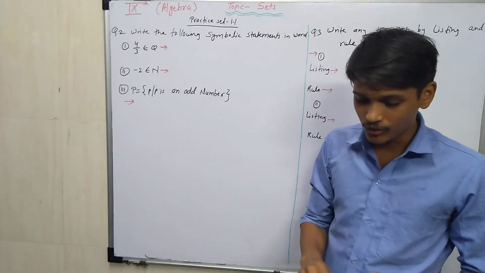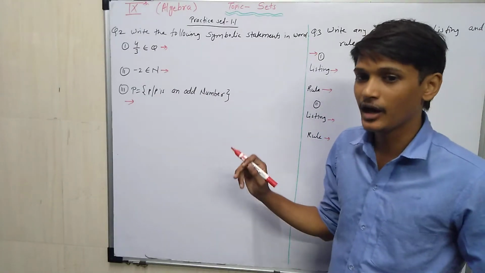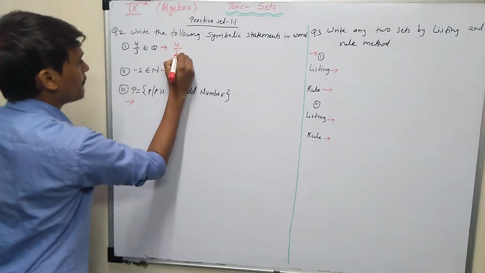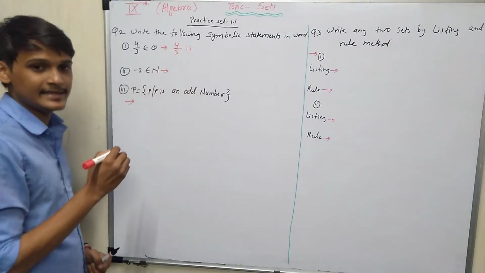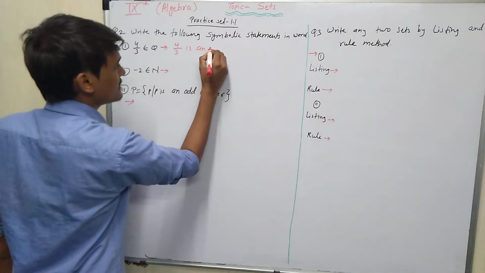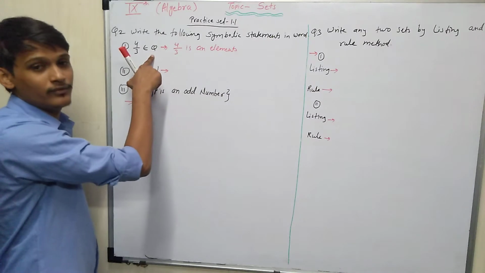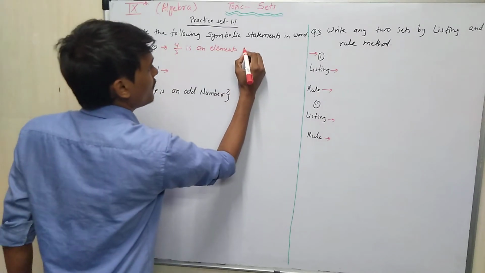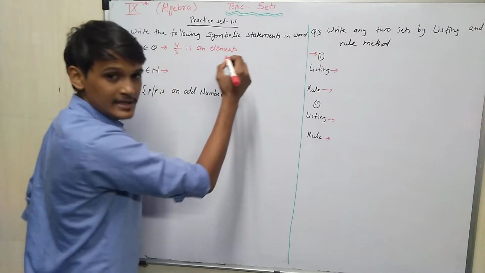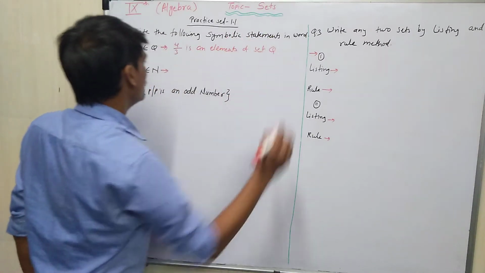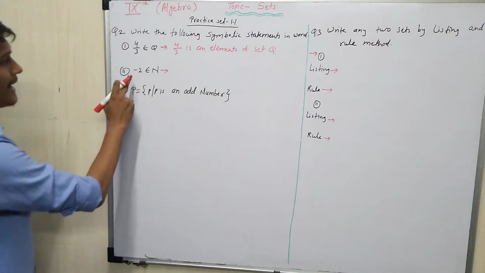Then how to write it down in words? Write down 4/3 is an element of set Q. Next is -2.